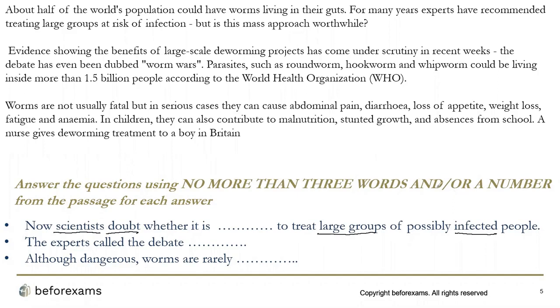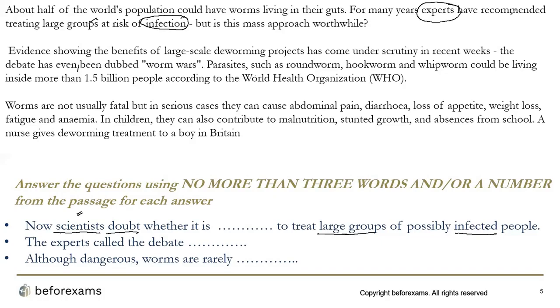Now we never read from the end, always read from the beginning. It is because this is the first question. So there are very good chances that you will find the answer to the first question in the first two paragraphs itself. About half of the world's population could have worms living in their guts. For many years, experts. Now see, here the synonym is used: scientist, experts. Experts have recommended treating large groups. So large groups, this is the keyword, at risk of infection, infected, infection. So there are very good chances that we will find our answer here.